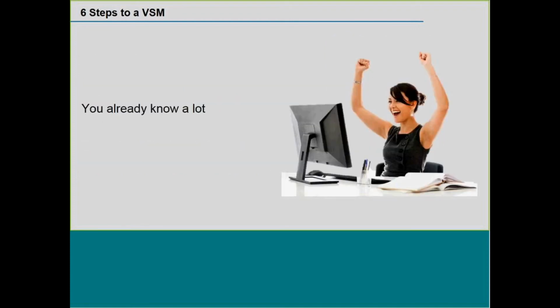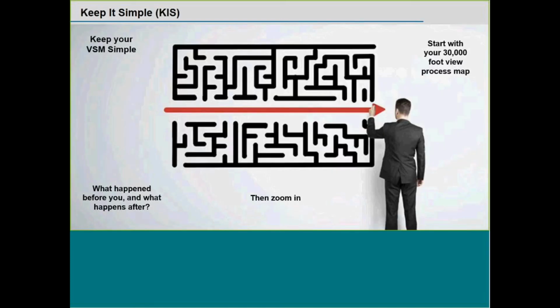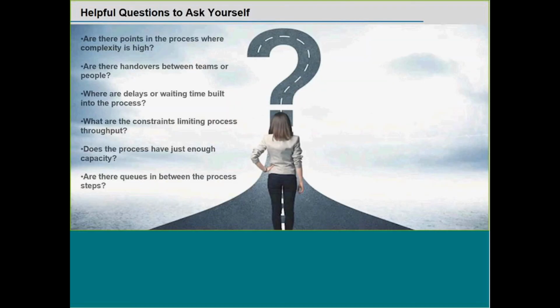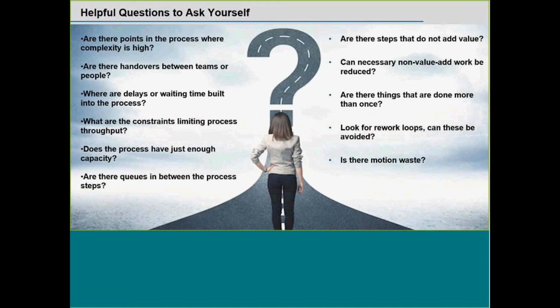Now, don't panic. The good thing is you already know a lot about the particular process that you live, breathe, and work in every single day. The most important thing to remember when making a process map is to keep it simple. Start off high level. Fill out that 30,000-foot view before you move on to the detailed view. Fill it in as you go along. Here's a list of some helpful questions to ask yourself while you're going through the steps of creating your value stream map.